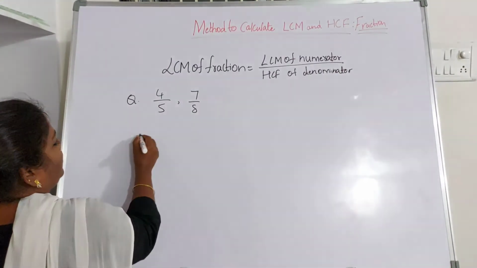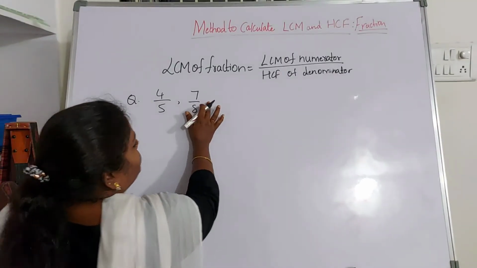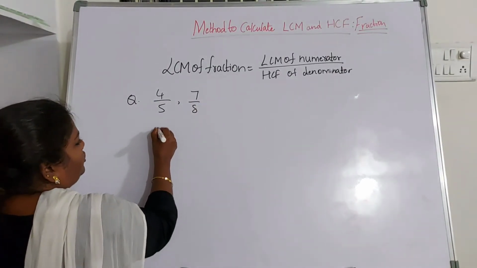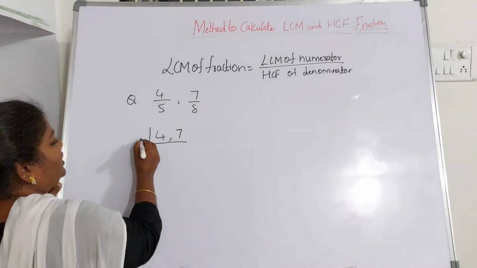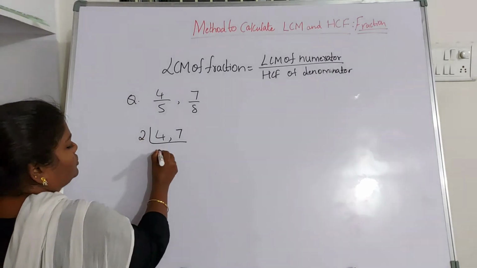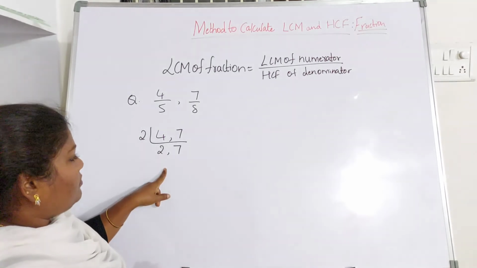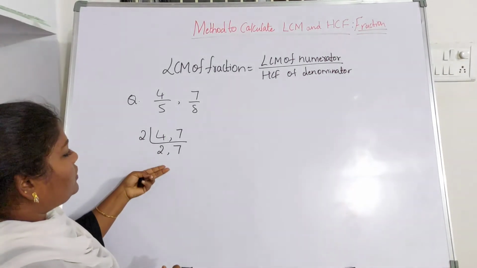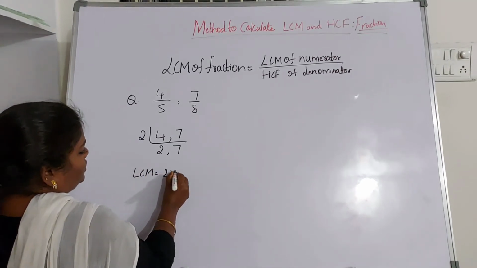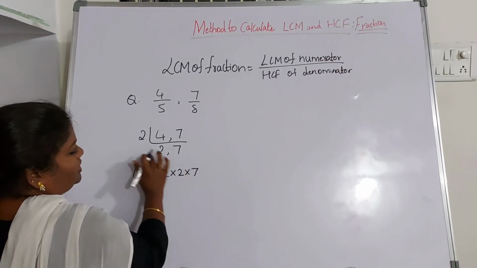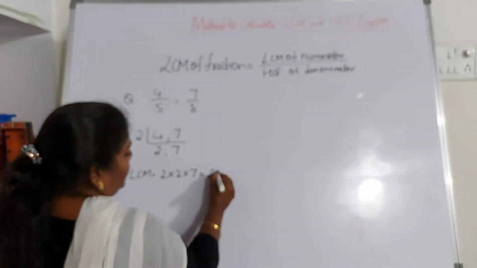Before I start, I should find the LCM of the numerators. So take the numerator values 4 and 7 and find the LCM of them. 2 divides 4, so 2 2s are 4, and 7. Now here they are both prime numbers and they are different, so you can stop over here and find the LCM by multiplying these. 2 2s are 4, 4 7s are 28.